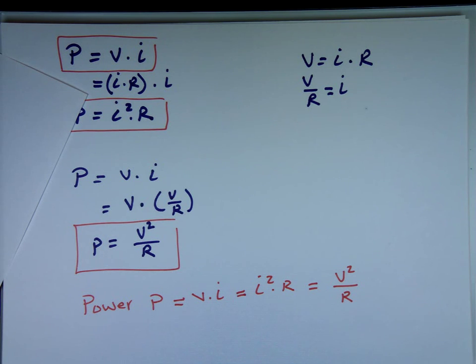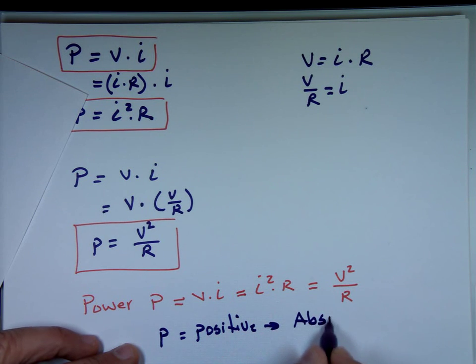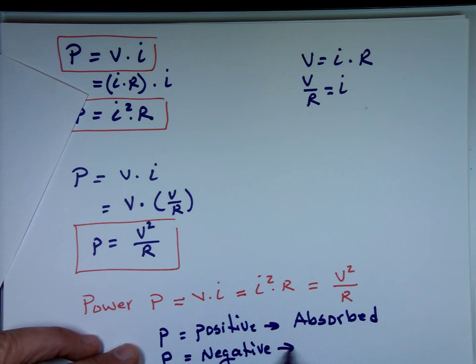And again, power can either be absorbed or supplied. We said that last time: if the sign of the power is positive, for us, positive means what? Absorbed. If the sign of the power is negative, power is what? Supplied.